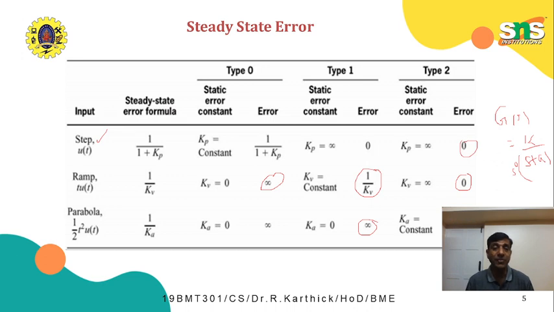Again, the type number cannot be increased just like that in order to eliminate the error, because then stability issues come in. So a balance has to be struck between the type number, that is the steady state error, and the stability of the system. So that's it regarding the steady state error for standard types of inputs, which are defined using static error constants.